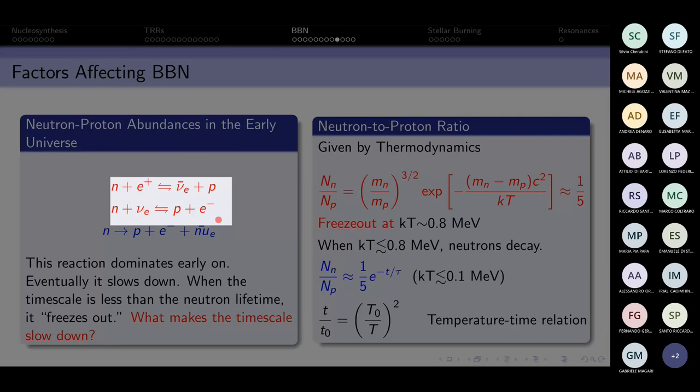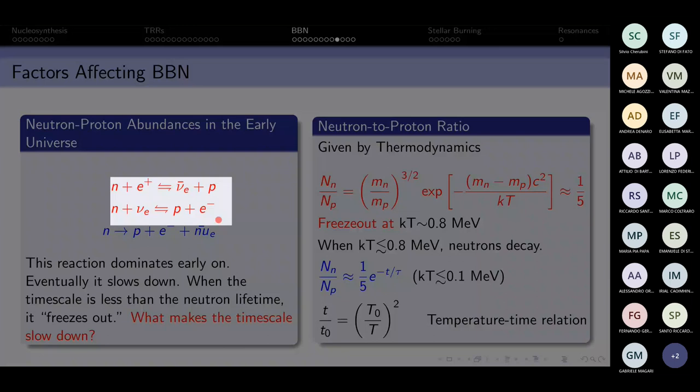Why do you think those reactions dominate? It makes protons. There's like an equilibrium, right? Why else? The universe is very, very dense, right? So when we say those reactions dominate, we say they're faster than neutron decay. What makes a reaction go fast? Temperature and density, right? So those reactions are fast.